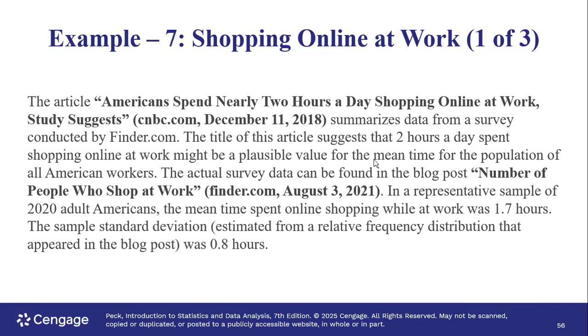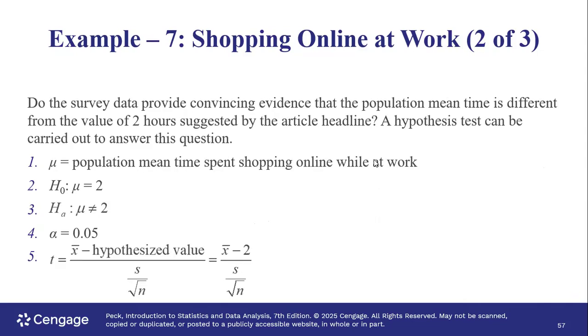The actual survey data can be found in the blog post. In a representative sample of 2020 adult Americans, the mean time spent online shopping while at work was 1.7 hours. The sample standard deviation estimated from a relative frequency distribution that appeared in the blog post was 0.8 hours. Do the survey data provide convincing evidence that the population mean time is different from the value of 2 hours suggested by the article headline?